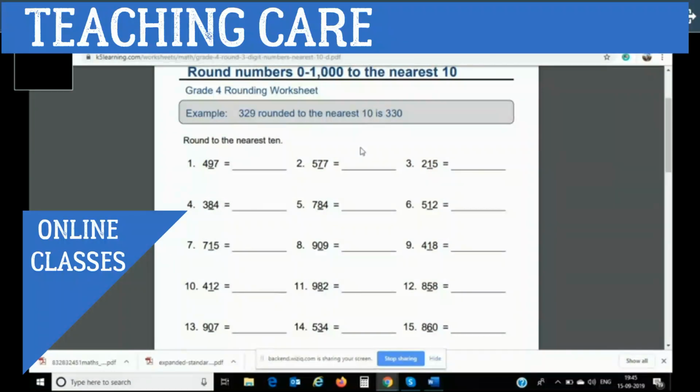200 and 380, 780, very good. 500, 510, 720, very good. 900. Aha, 710, Srishti, number 7. No, no, Srishti, where is the number? It's the tens place. What is the number? 1. Below 5, you will round it down, right? No, miss, 5 is bigger than 5. So there is 20, miss. For nearest 10, you have to see the tens place. Don't see the ones place. No, miss, it's 20.